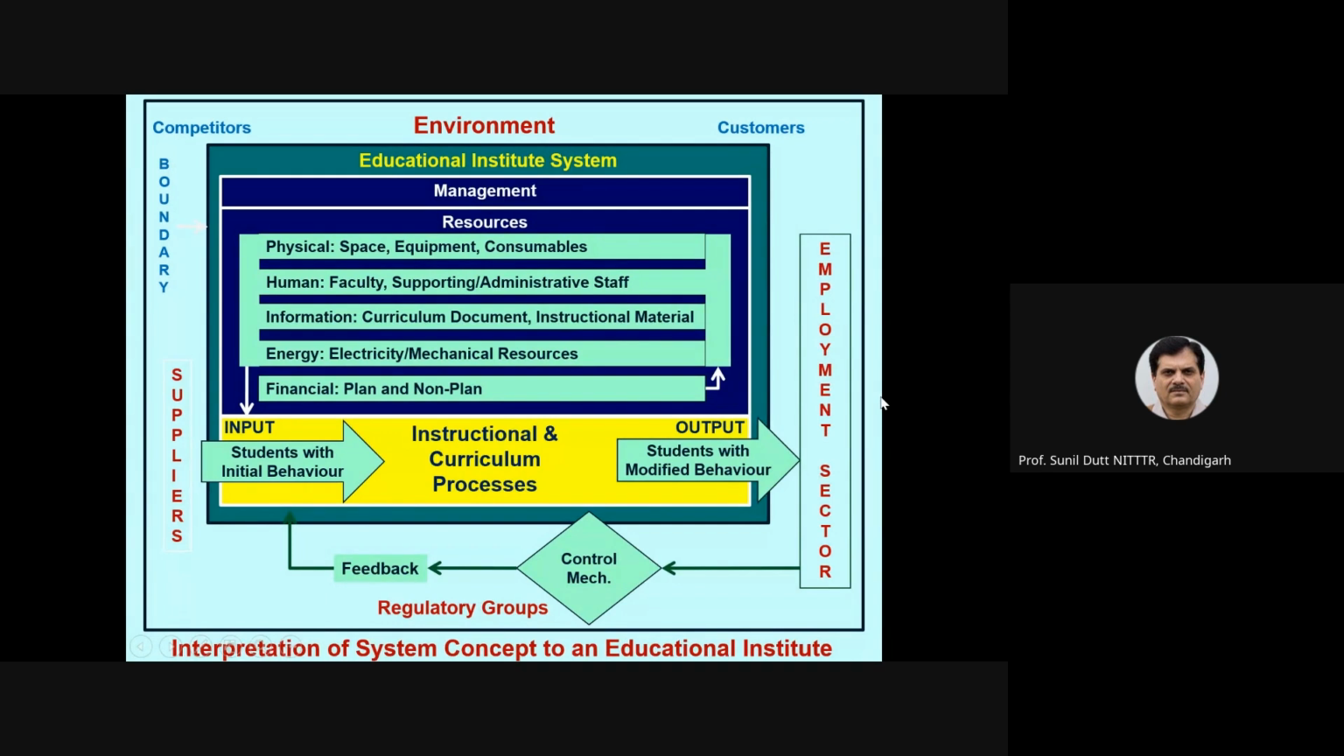Now, there is a control mechanism. We get some feedback from the employment sector, and that feedback is fed back to the input. We have to reflect back on why the students are lacking particular skills. Is something wrong with the curriculum? Is something wrong with the teaching learning process? Is something wrong with the inadequate equipment or facilities? So there is a regulatory group.